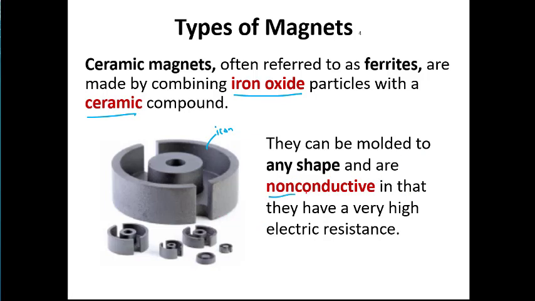They're non-conductive. That means that they have a high resistance, and so they do not conduct electricity. They have a very high electrical resistance, so they don't get current to flow through them. So they're still an insulator, but they are a magnet.